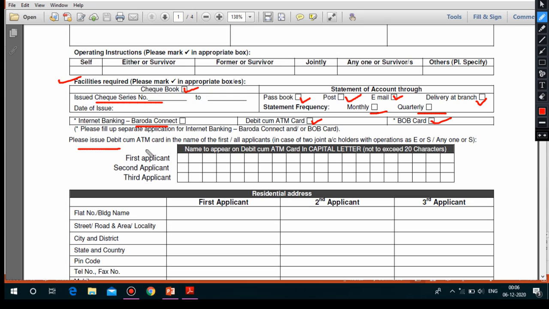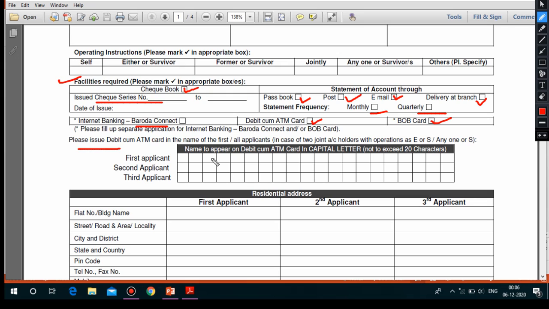Then the applicant can give that name. Whatever name you want printed on the debit card, that becomes a personalized debit card. And if the name is not printed on the debit card, it means it is non-personalized. Suppose your name is printed on the debit card, so that debit card will be called a personalized debit card.